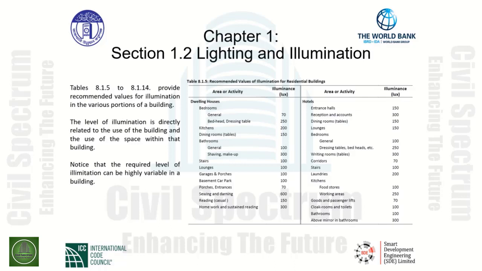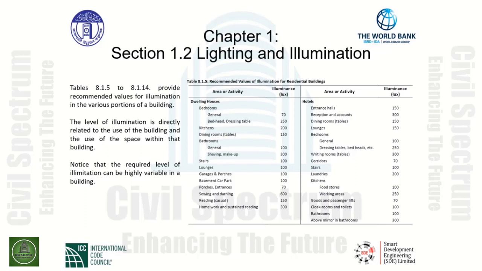Tables 8.1.5 to 8.1.14 provide recommended values for illumination in the various portions of a building. As seen here, Table 8.1.5 is titled Recommended Values of Illumination for Residential Buildings. The area or activity is indicated in the first column with the category dwelling houses. To the right of the activity is the illuminance in lux.